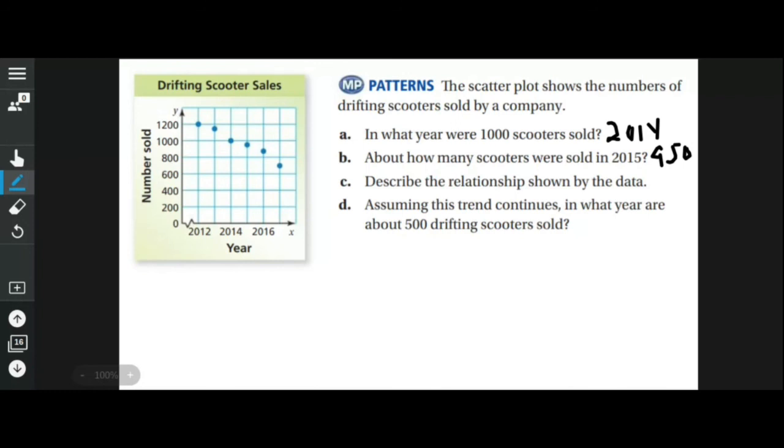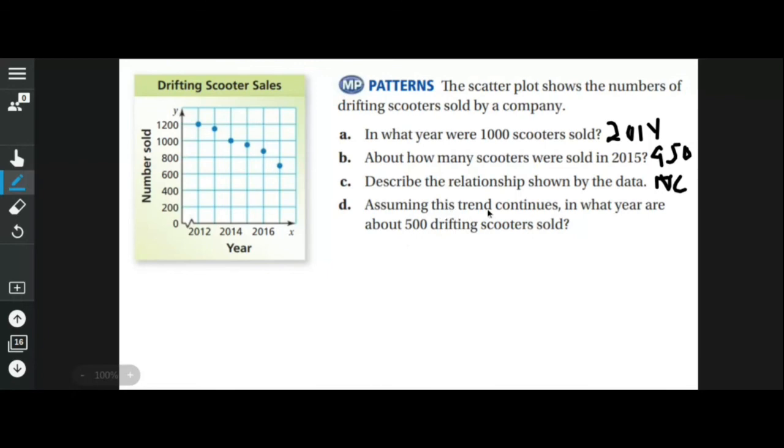Describe the relationship shown by the data. Well, that's a negative correlation. As the years go on, the number of scooters sold will be less. It decreases. As the years increase, the number decreases.